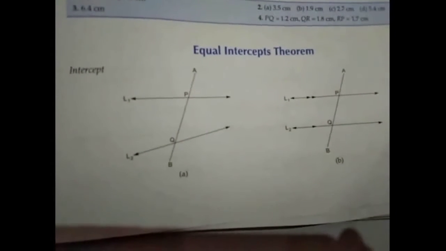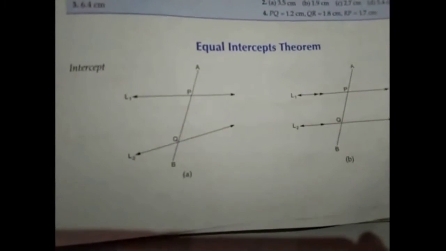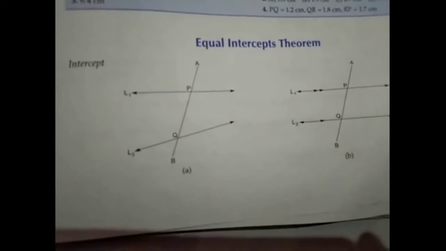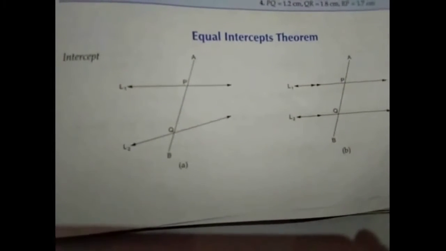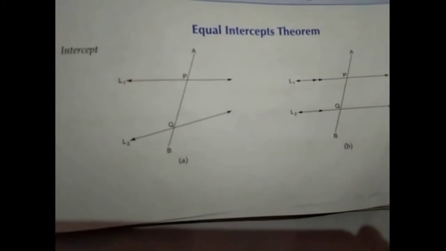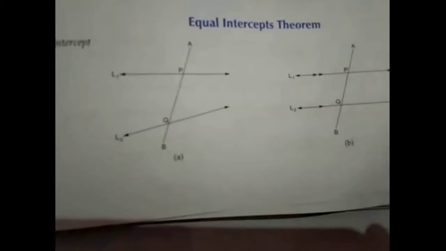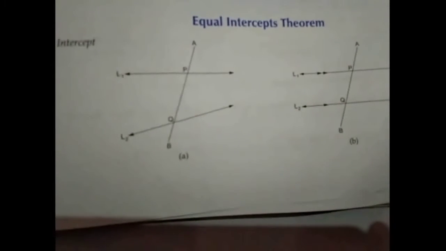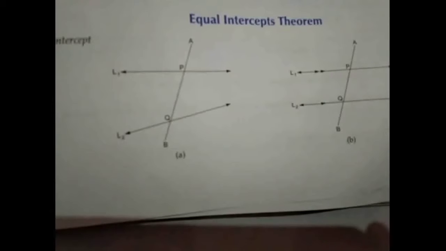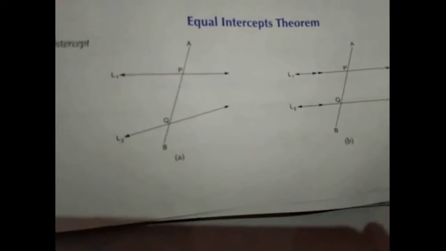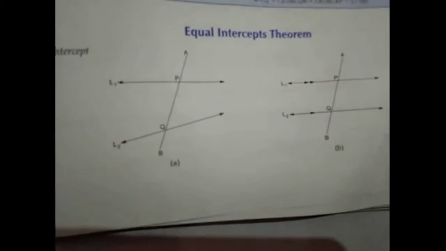Hello students. So in this video we see the equal intercept theorem. What is an intercept? Now students, we are seeing that there are two figures, figure A and figure B. In figure A we are observing that there are two lines L1 and L2, and in figure B there are also two lines L1 and L2.